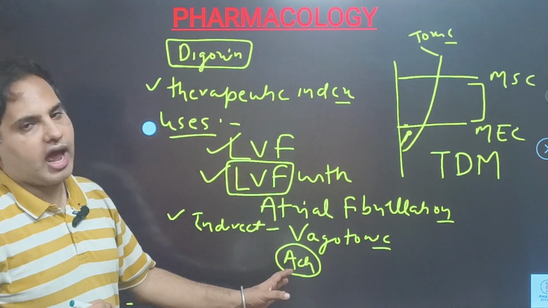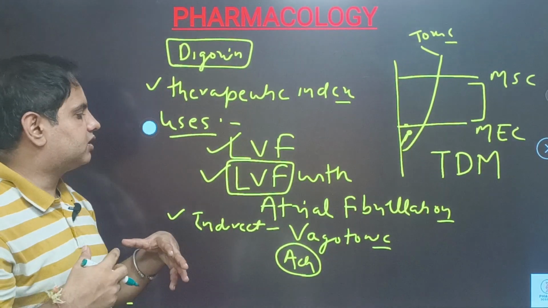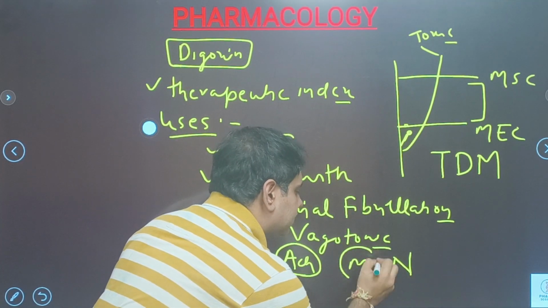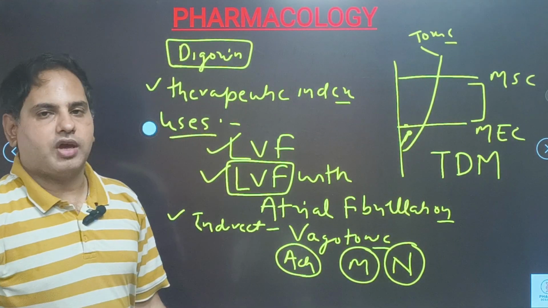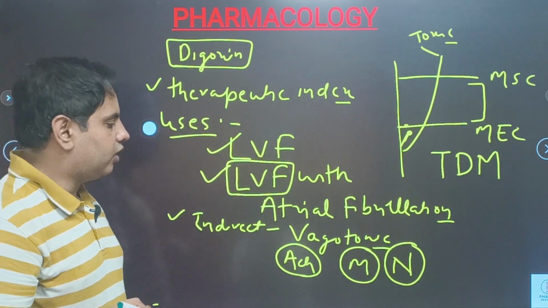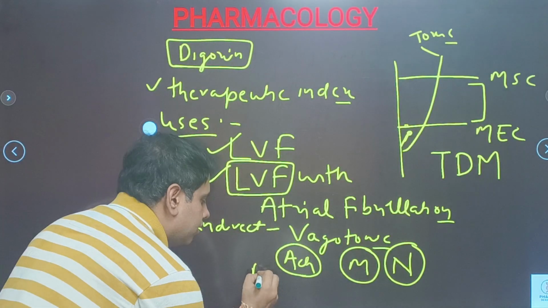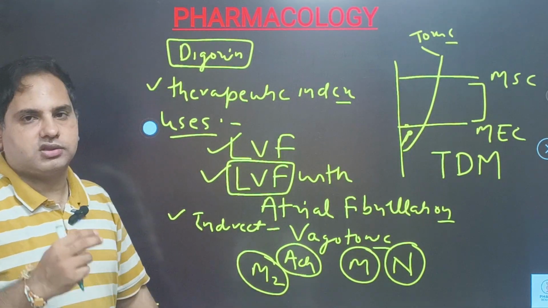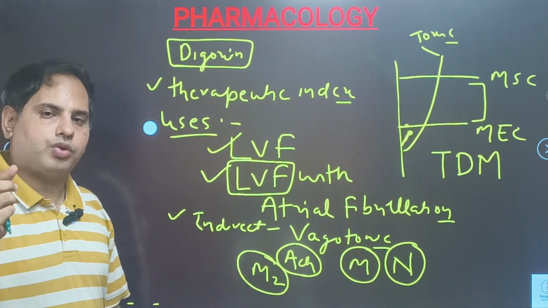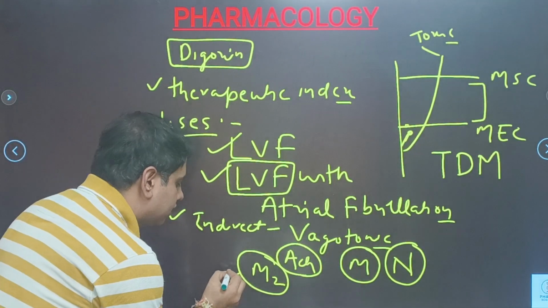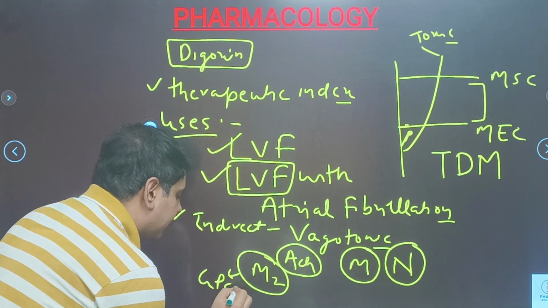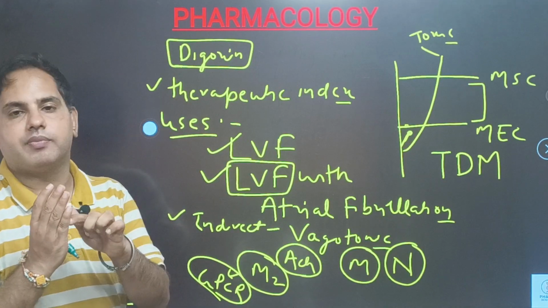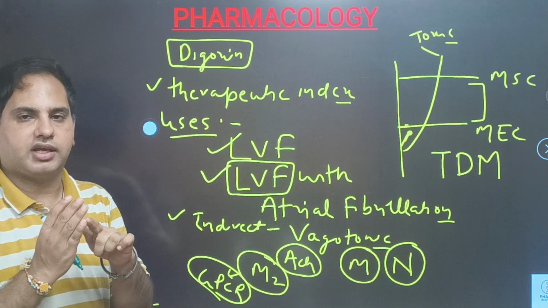Acetylcholine has receptors all over the body, and the receptors are muscarinic and nicotinic. We are talking about the heart. On the heart, acetylcholine has M2 receptors. When acetylcholine is released on the heart, there are M2 receptors, and the M2 receptor belongs to the GPCR. There are various categories of receptors: ligand gated ion channel receptors, enzyme linked kinase receptors, nuclear receptors, and GPCRs.